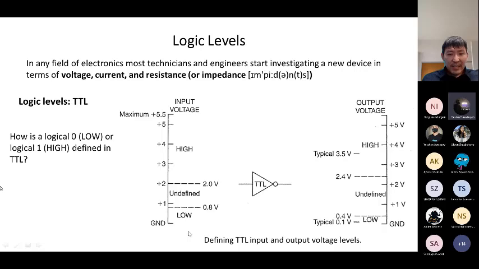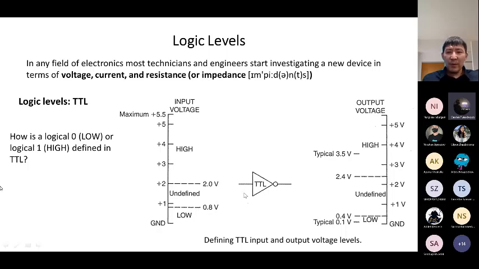This TTL will understand from ground up to 0.8 volt as a low signal, low input. From about 2.2 volt up to, for example, 5 volt, it will be high. But if your input is between 0.8 and 2 volts, that is an undefined region, and you should avoid working in this undefined region.